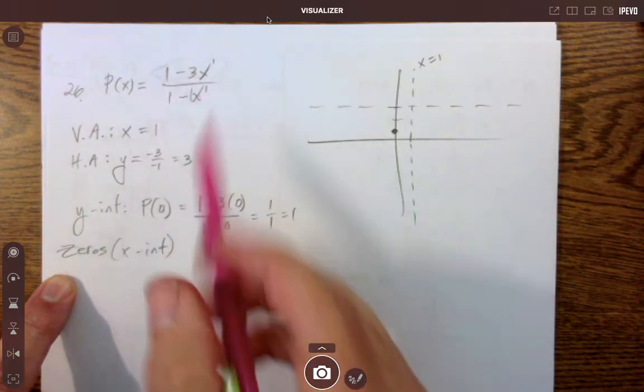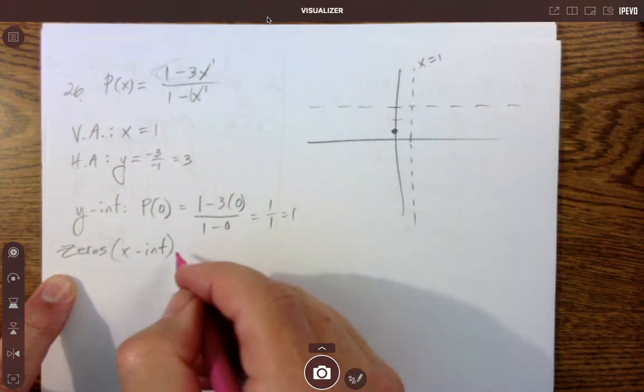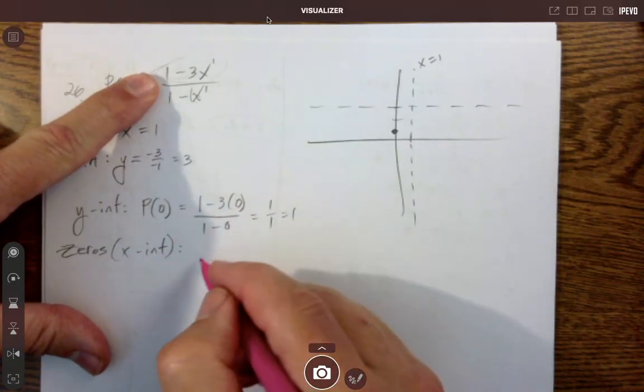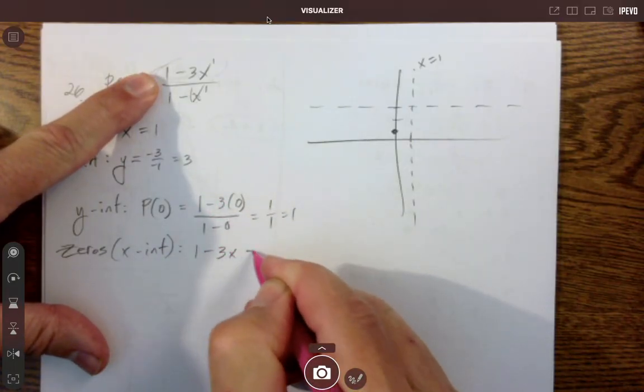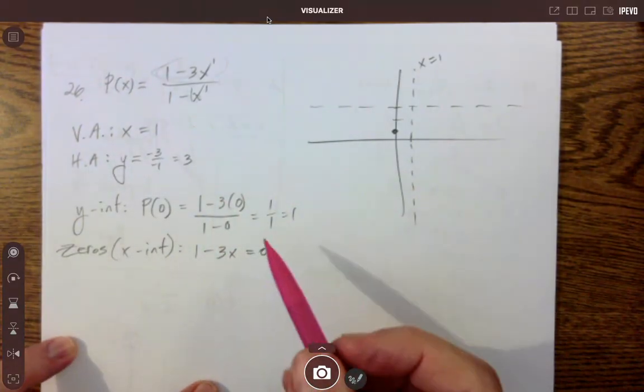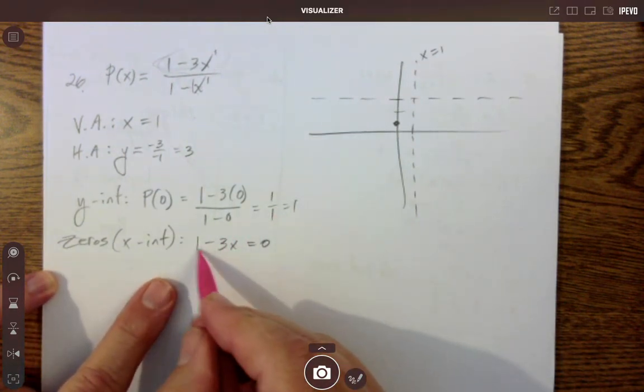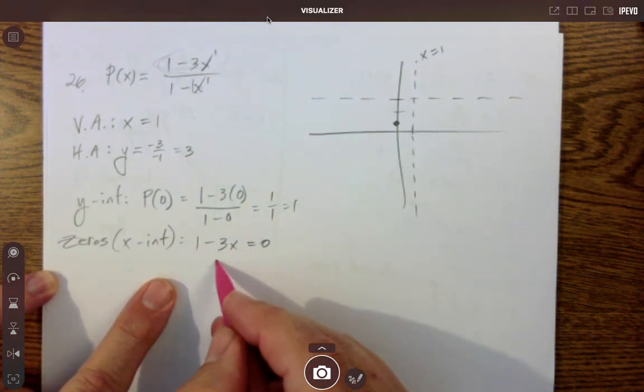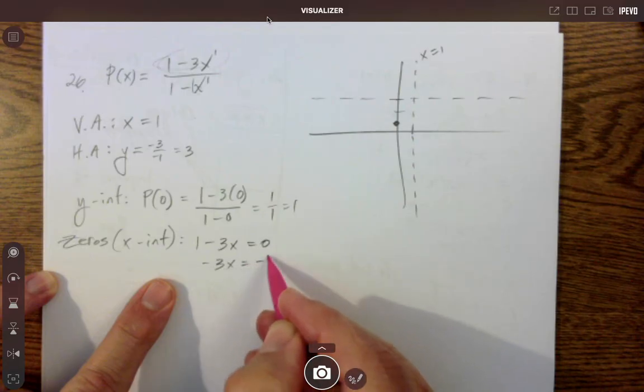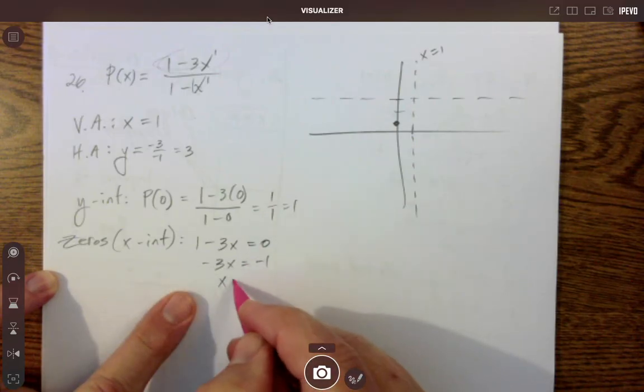Yeah, because the top can be 0. So what I would do is I would take the top, 1 minus 3x, and I would set that equal to 0 and solve it. So I'll just take away 1 from both sides. So that's going to be negative 3x equals negative 1. So x is 1/3.